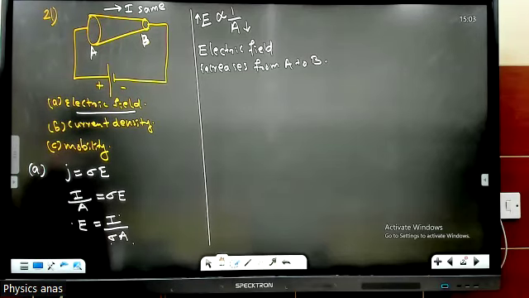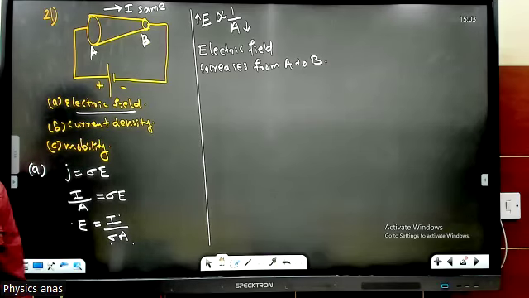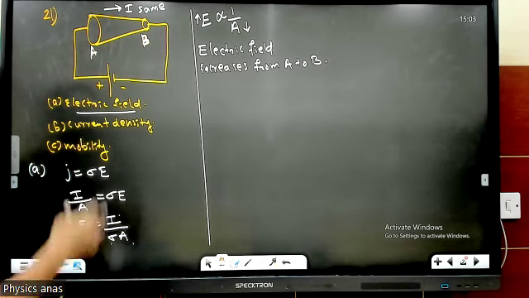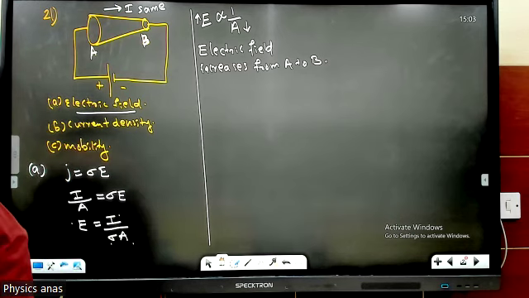Did you understand? Did you understand this? What happens to electric field? Joseph, Jumana, Sidra. Did you understand what will happen to electric field as we going from A to B?